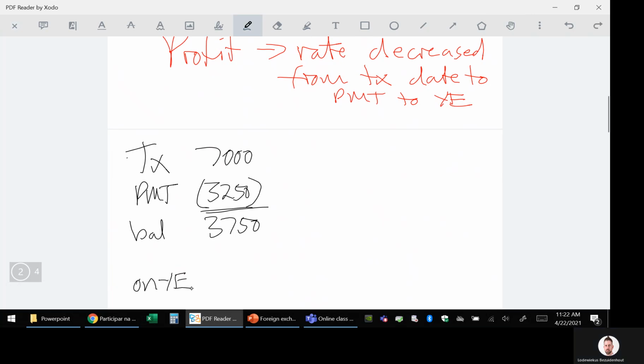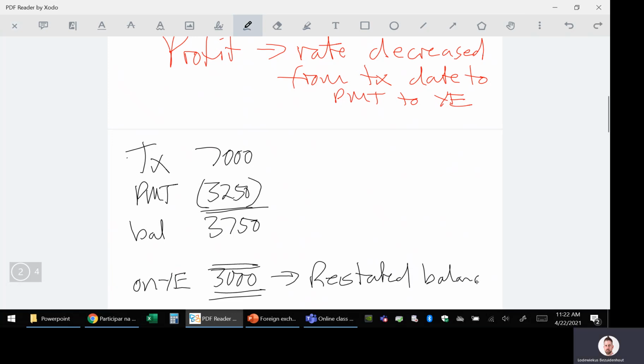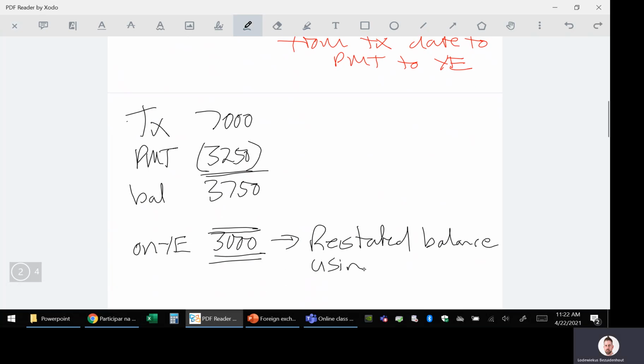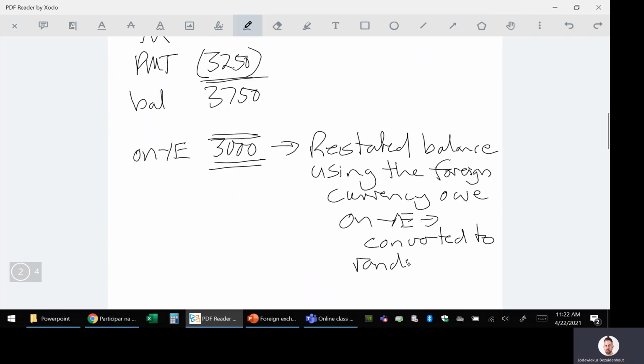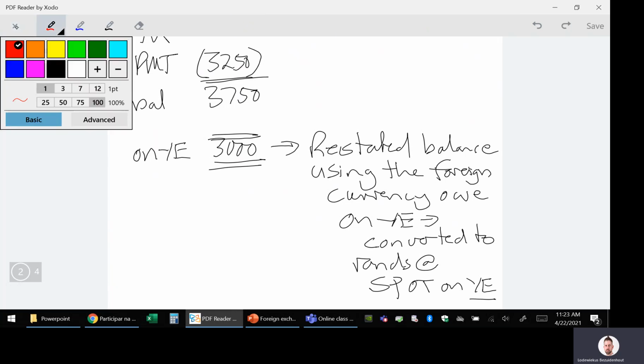On year end, we must have a balance of 3,000, and that is the restated balance, by using the foreign currency we owe on year end, converted to rands at the spot on year end.